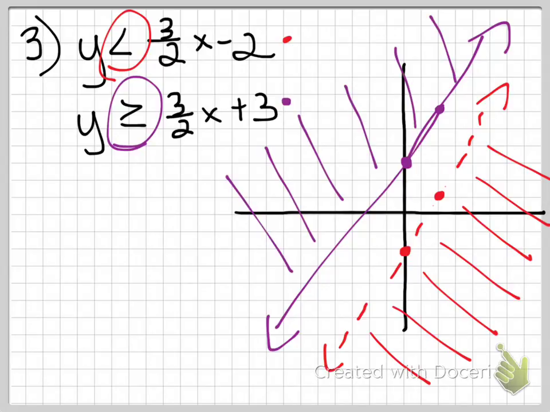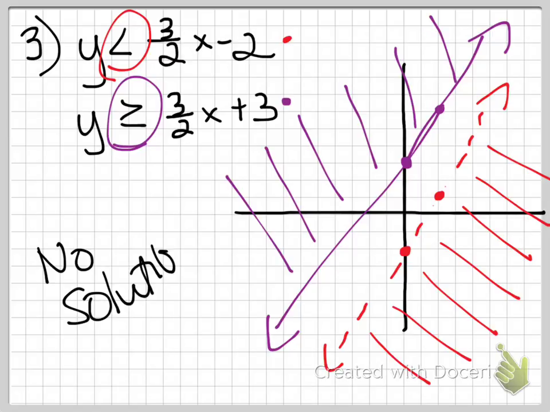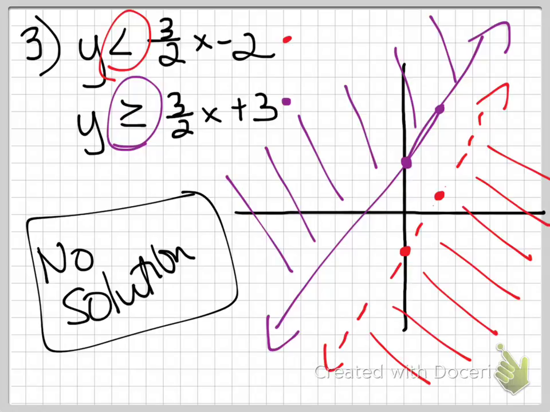What you may notice is there is 0 overlap. That can happen sometimes. Sometimes you do want to double check and make sure you did the shading right. But I am right with this. Anytime that happens, you would answer no solution. There are no solutions to this because there is no overlap from the inequalities. So that's all you can do, is no solution.